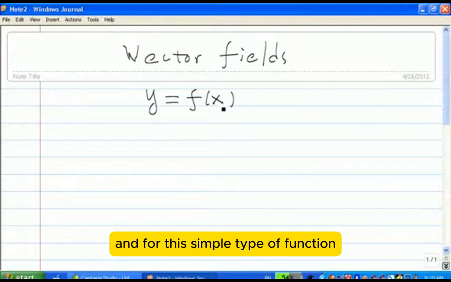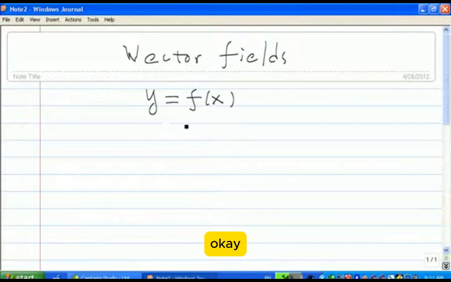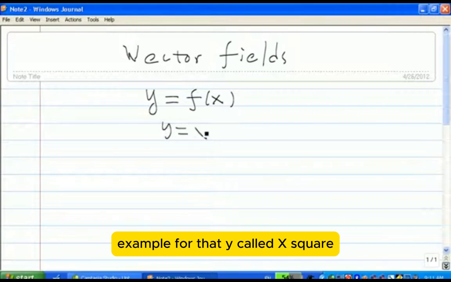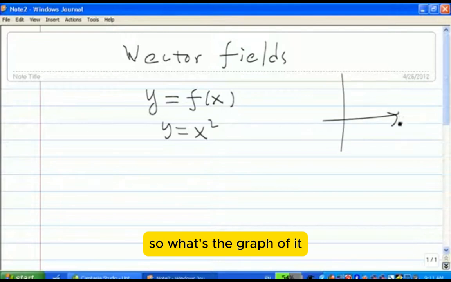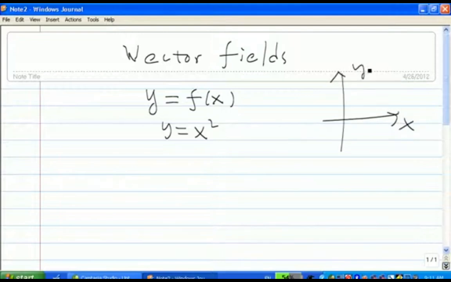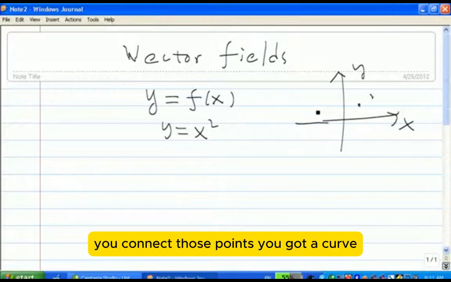And for this simple type of function, x is a scalar, one-dimensional. So is the dependent variable y. Example for that, y equal to x squared. So what's the graph of it? Given x, you find a y. Give another x, you find another y. You connect those points, you get a curve.